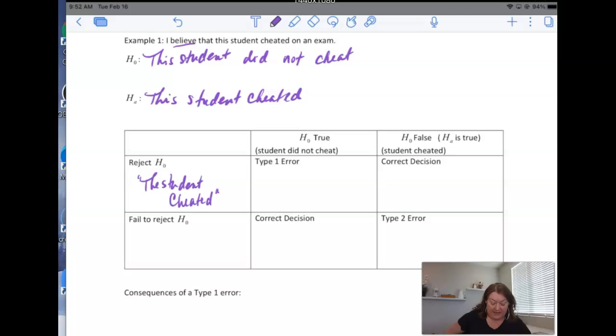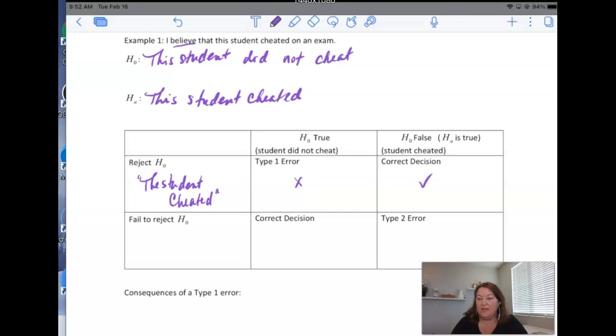Okay, and if we later find out that the student did not cheat, that's a mistake. I said the student cheated, the student did not cheat, that is a type 1 error, that is wrong, right? So it's a type 1 error. If I said the student cheated and then we find out that H sub O is false, meaning the alternative is true, then that's a correct decision. That's exactly what should have happened based on my decision.